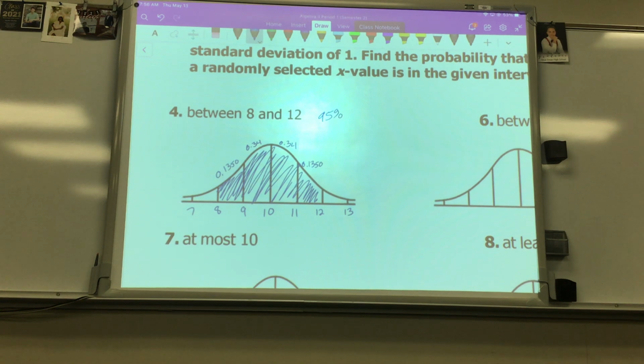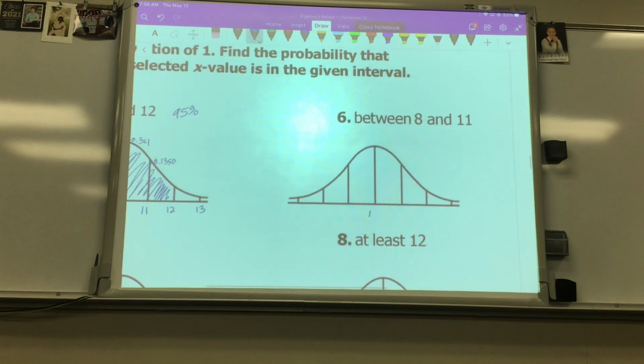Okay, so how important is it to know those percentages in each interval? Very. You need to know those. Okay, so we're going off that same situation still. We got that mean of 10 with the standard deviation of 1.